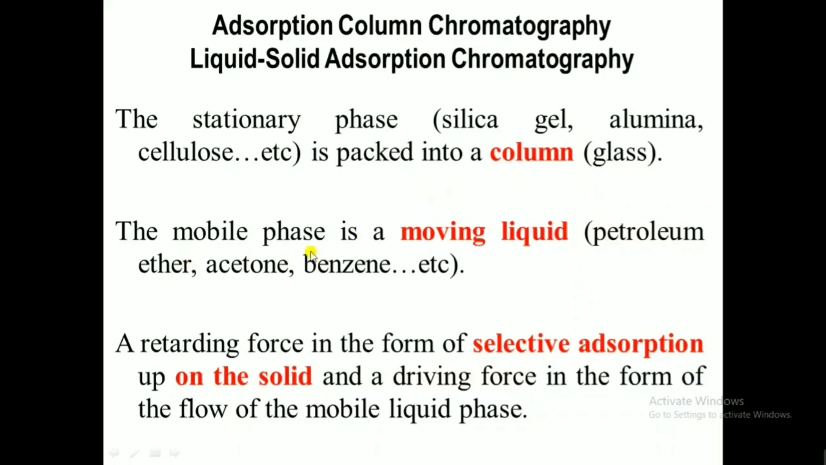The solid phase could be silica gel, alumina, cellulose, those kinds of materials. The mobile phase is a moving liquid, obviously, because here we are discussing liquid solid adsorption chromatography. Normally the solvents we use are petroleum ether, acetone, benzene, hexane, those kinds of solvents, as the mobile phase in liquid solid chromatography.